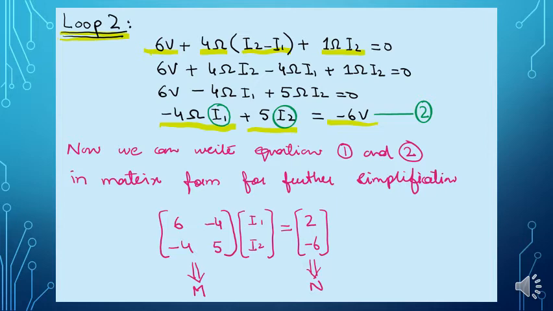Loop number 1 has a separate KVL equation, and similarly for loop number 2, we have a separate KVL equation. Now we can analyze these equations as per our previous method, by using the subtraction method or addition method, cutting down one of the variables from the equation and finding out the value of the other variable.